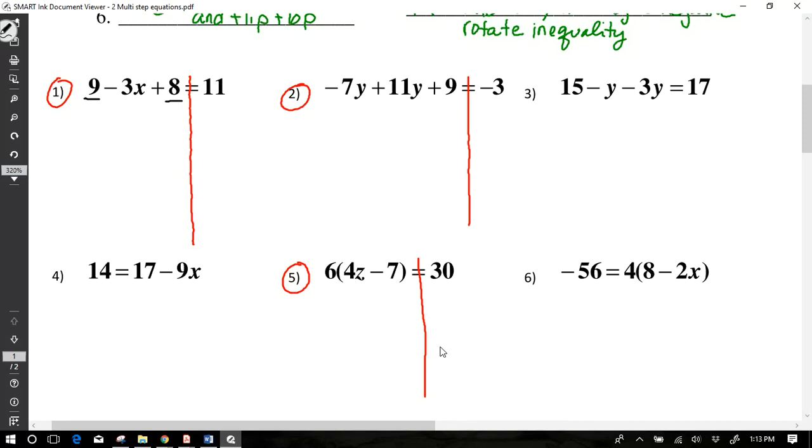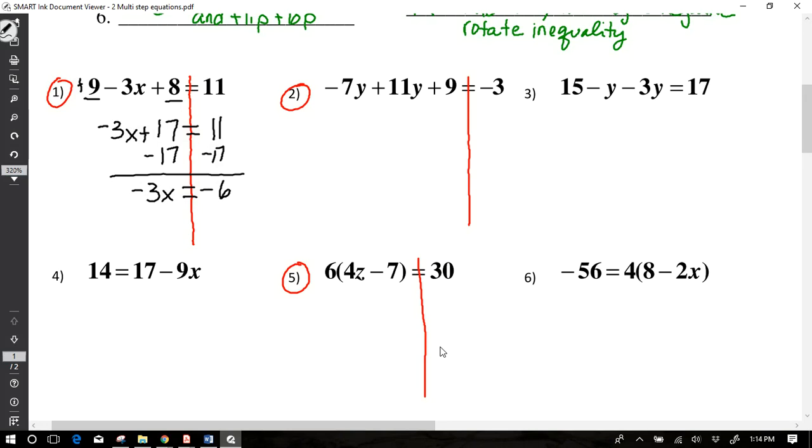So 9 plus 8 is 17. This was a positive 9, and I put it with a positive 8. I kept their original signs the same because they're on the same side, and bring down everything else to keep it lined up. My next step is to add or subtract the constant. So my constant is a positive 17, so I'm going to do the inverse of that, which is to subtract. And 11 minus 17 is going to give me a negative 6.